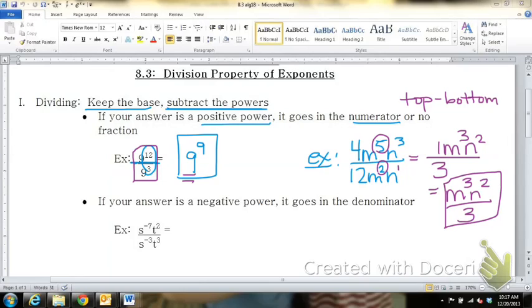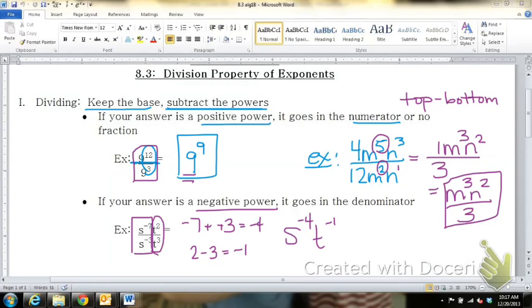Okay, now what happens if we get a negative power? Well, remember we just talked about negative powers, so they change their position. What I would do here is first I would go ahead and simplify your terms. I wouldn't worry about rewriting these negative powers on the s's. So what I would do is do negative 7 minus negative 3, plus plus, that becomes a negative 4. So I get s to the negative 4, and let's take a look at the t's. 2 minus 3 is negative 1, so I get t to the negative 1.